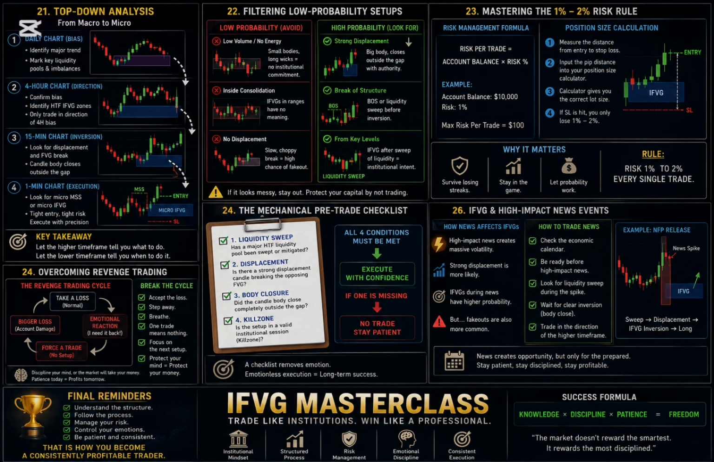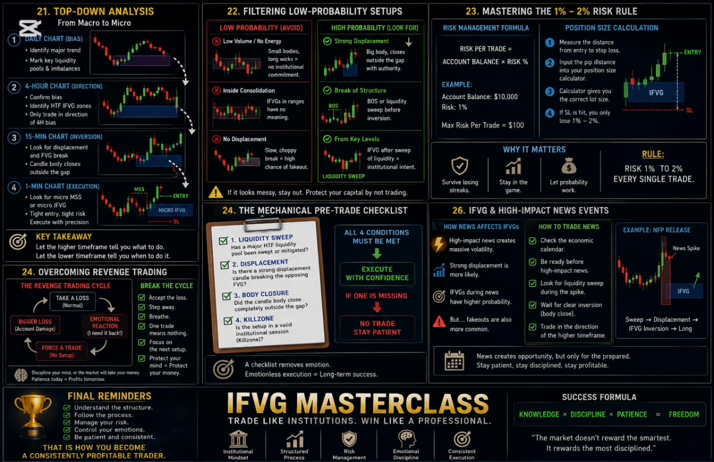Measure the distance between your entry point and your mechanical stop loss level and put the exact pip distance into your calculator to get your proper lot size. This ensures that even if the trade hits your stop loss, you lose very little.